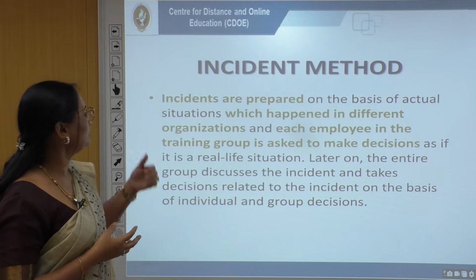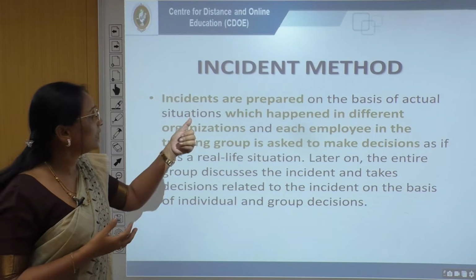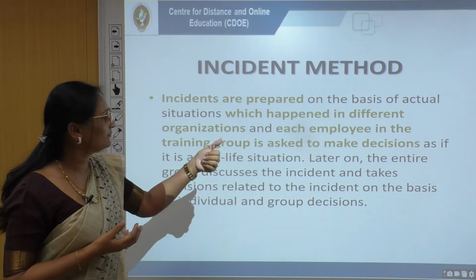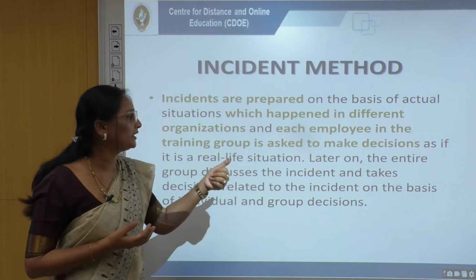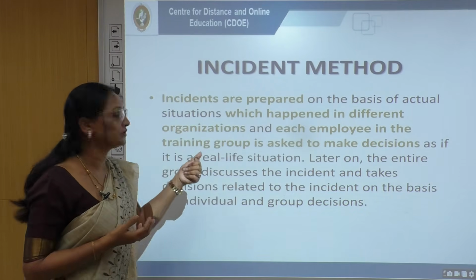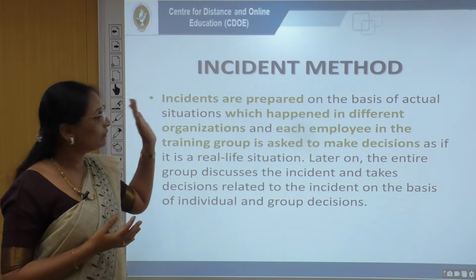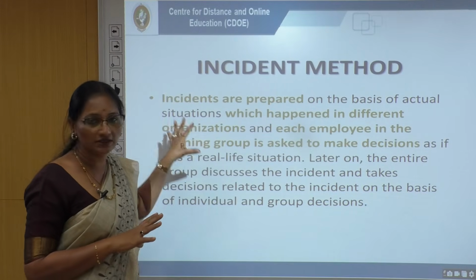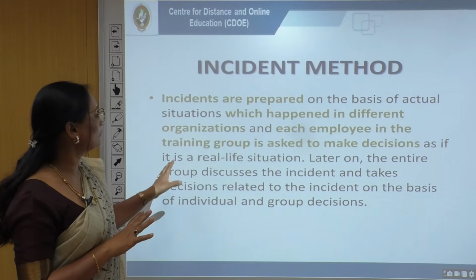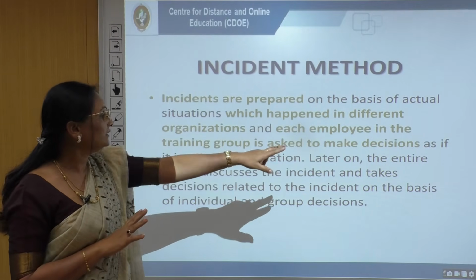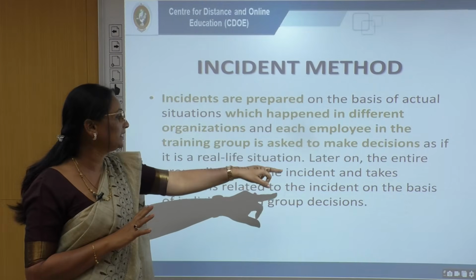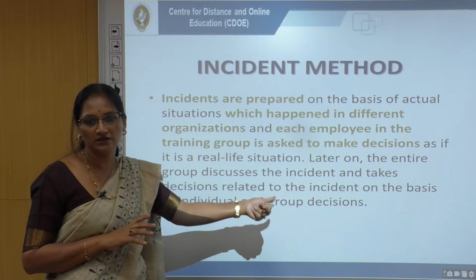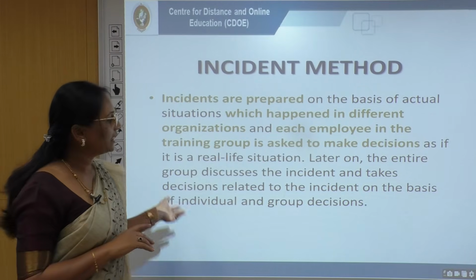And here the incident method. The incidents are prepared on the basis of actual situations which happened in different organizations, and each employee in the training group is asked to make decisions as if it is a real-life situation. They prepare an incident based on real-life situations and tell the employees to discuss it in their own way, and they have to find the solution. Later, the entire group discusses the incident and takes decisions related to the incident on the basis of individual and group decisions.